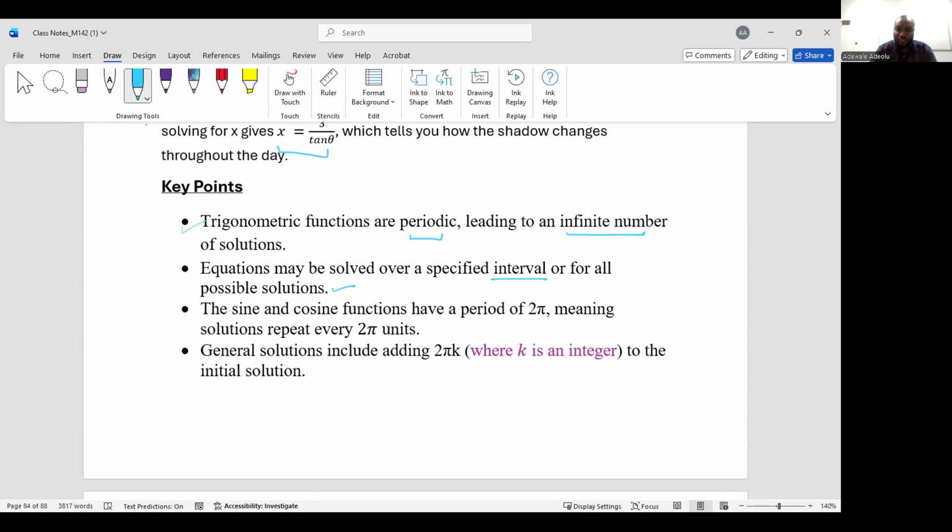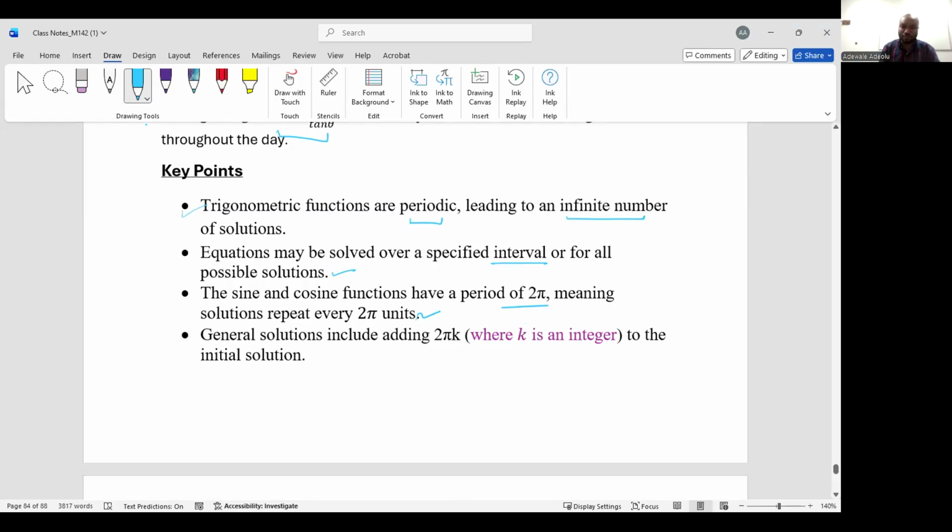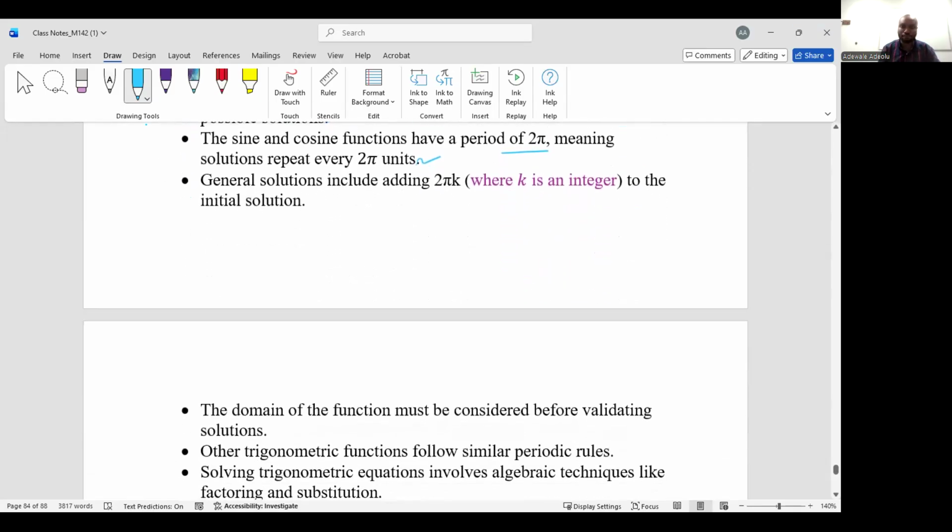The sine and cosine functions have a period of 2 pi. We know that, meaning our solutions will repeat every 2 pi units. And if it is tangent, the period is pi. So general solutions include adding 2 pi k, where k is an integer, to the initial solutions.